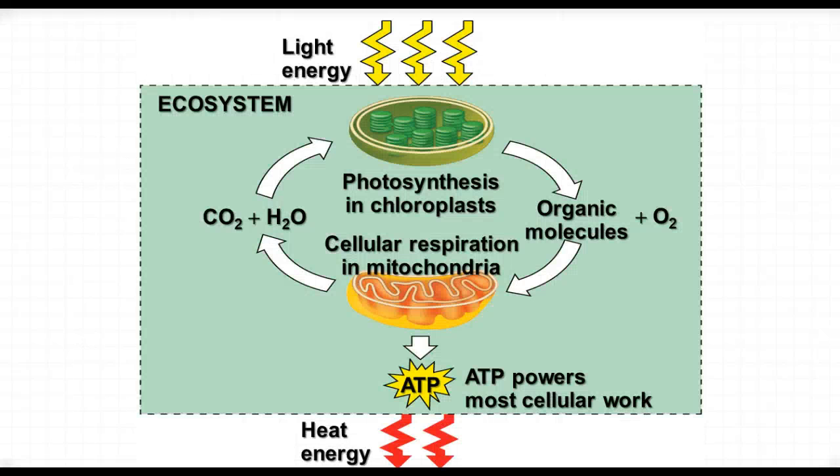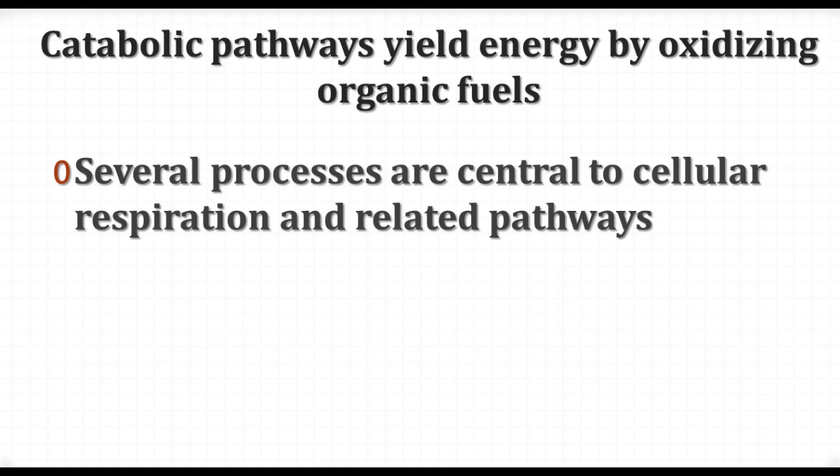So here we have light energy flowing through the ecosystem and leaving as heat, of course. It is used by photosynthesis to produce those organic molecules and oxygen, which are used by the mitochondria to do cellular respiration, releasing carbon dioxide and water that are the reactants for photosynthesis, and as a result of respiration providing ATP, which powers cellular work. The excess energy, of course, is lost as heat as the energy flows through the ecosystem.